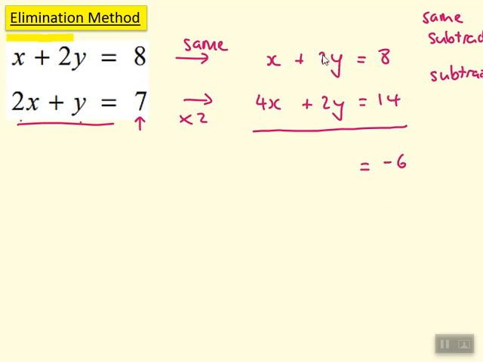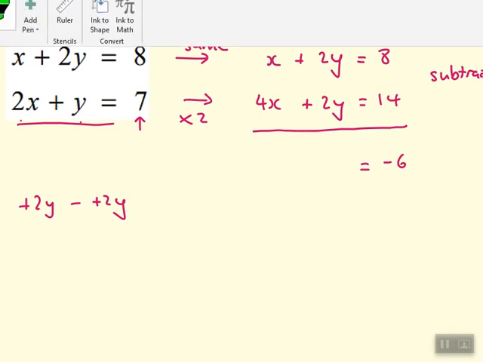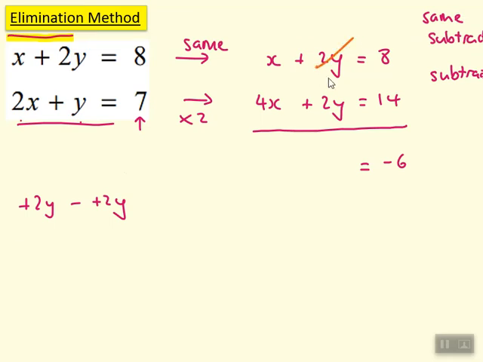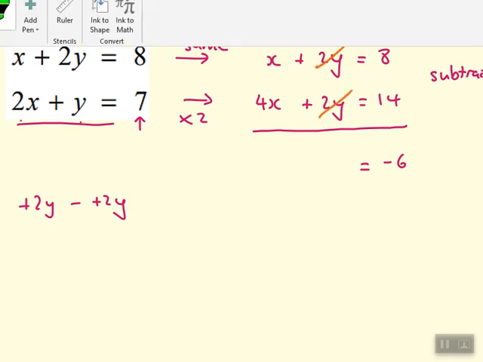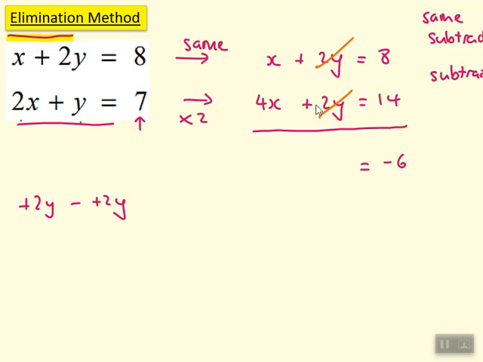Now, this is why it's called the elimination method, because when we do positive 2y, take away positive 2y, then what happens? Well, effectively, they cancel each other out. They eliminate one another. So 2y, take away itself, is 0. So this thing here is gone. They're eliminated. But we need to carry on. So x, take away 4x, is minus 3x. So what we have is a smaller equation. We've eliminated the y's.